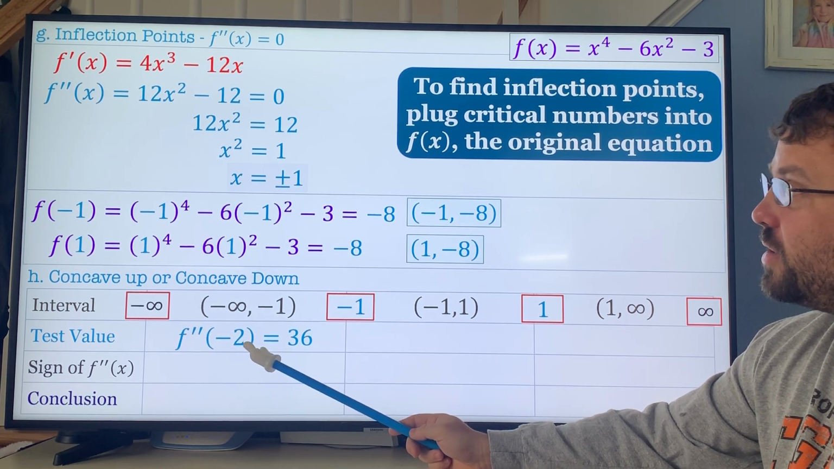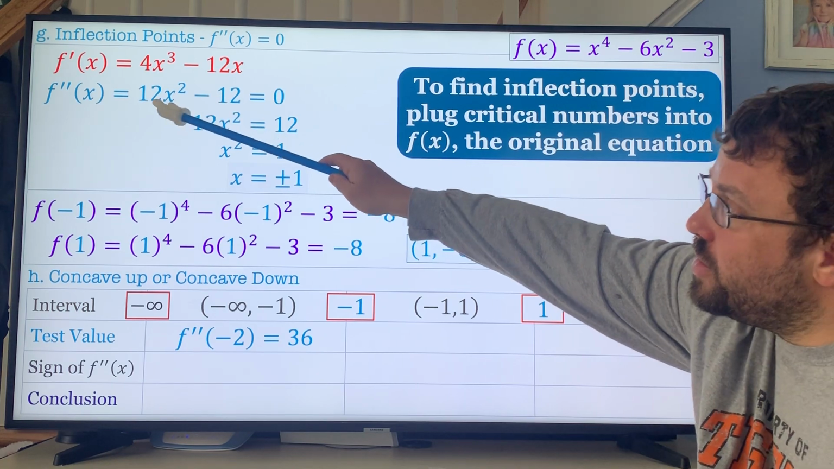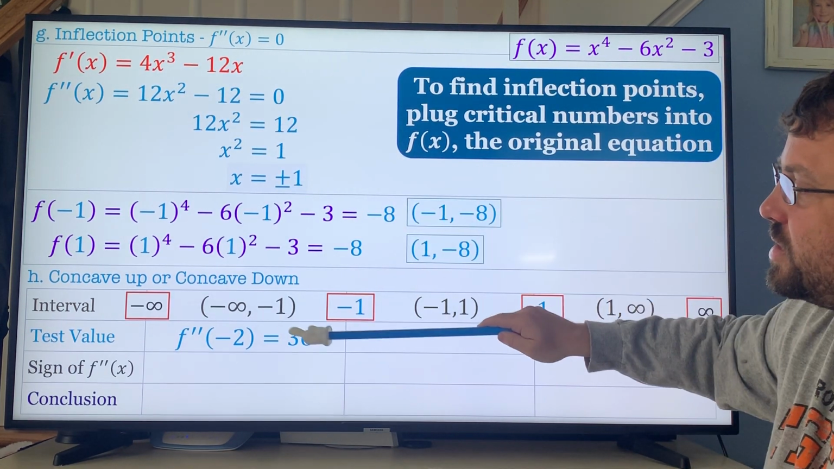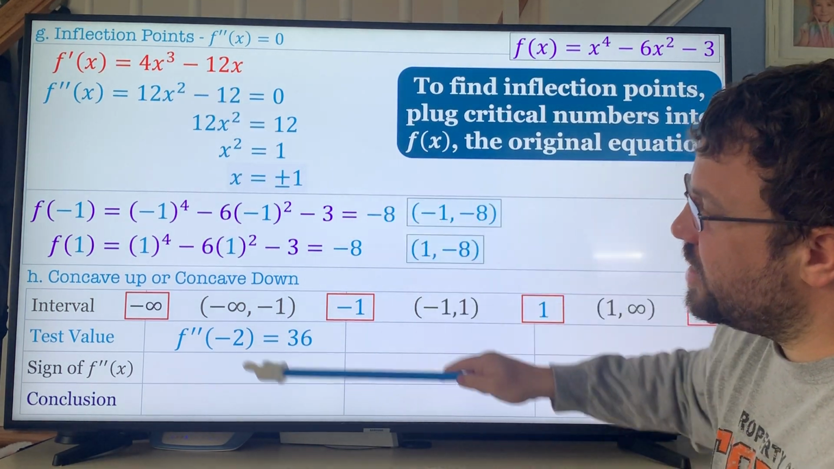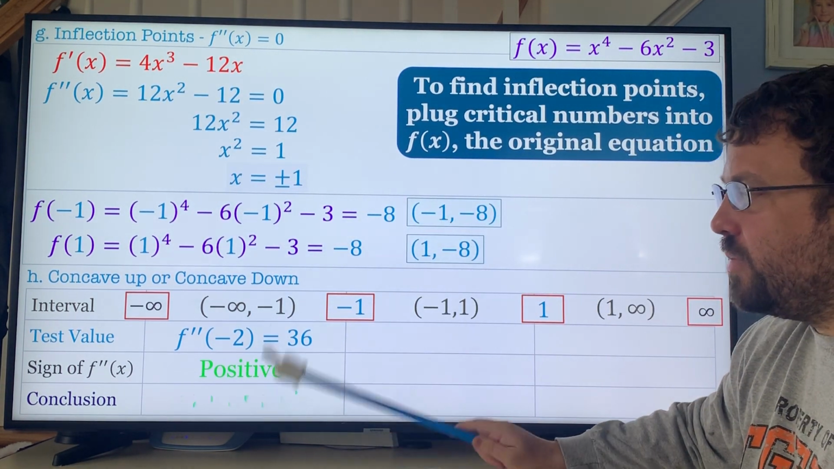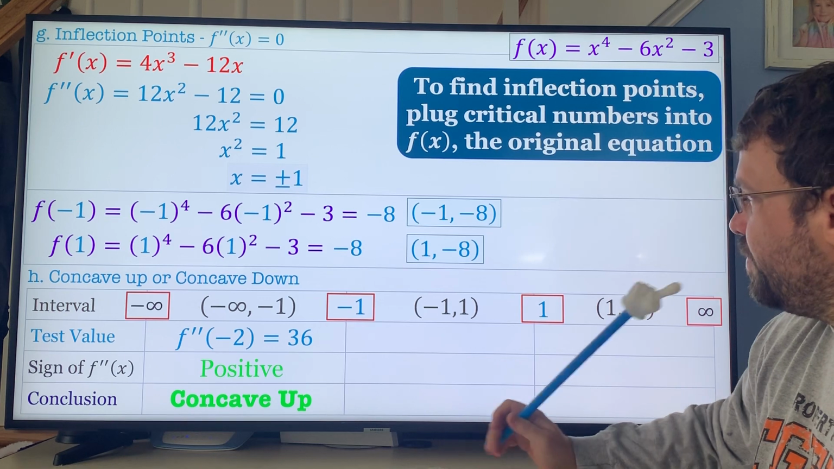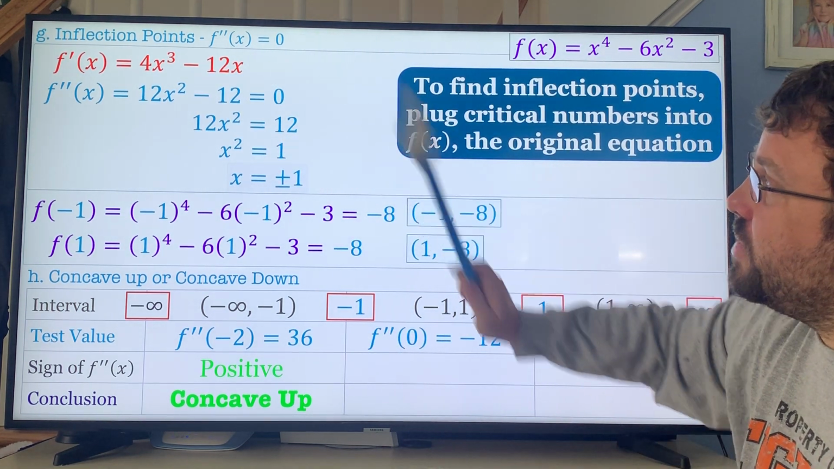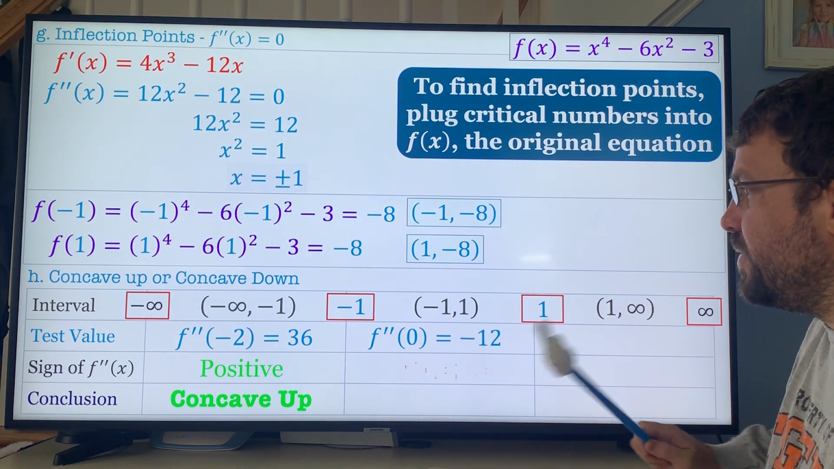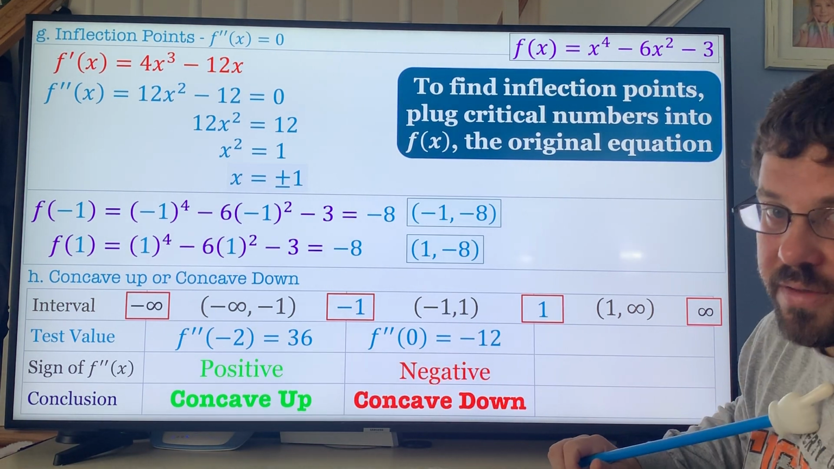So say you pick negative 2, plug it in here. 12 times 4 minus 12 is indeed 36. All right, say I pick negative 10. I would still get a positive number. Positive numbers mean you're concave up. Good number to pick between these is 0. 0 is always an easy one. 0 minus 12 is indeed negative 12. Negative numbers are concave down.